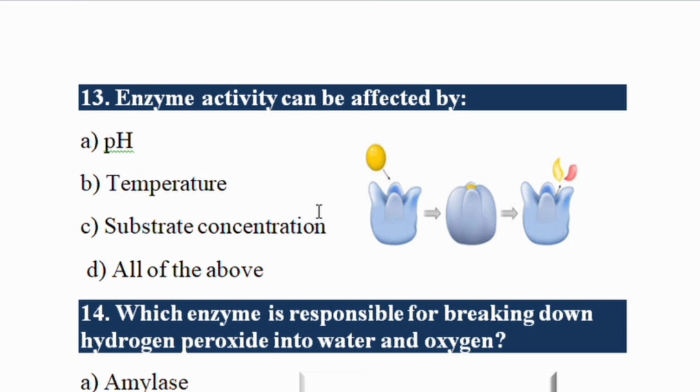Enzyme activity can be affected by pH, temperature, substrate concentration, or all of the above. So enzyme activity is affected by pH, temperature also, and substrate concentration also affects. So the right option is delta, all of the above.